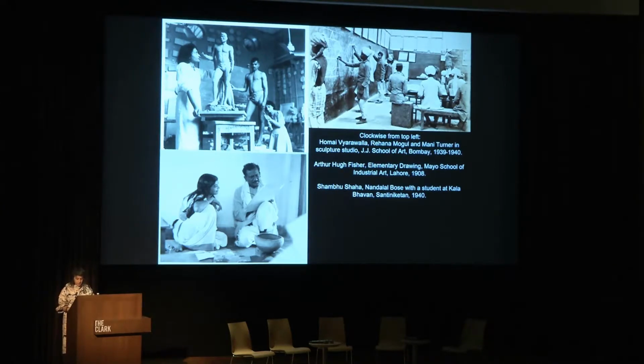In this paper, I trace peculiar forms of the art school in South Asia as academy, atelier, and ashram between the late colonial and post-colonial periods through the examples of the JJ School in Bombay, the Mayo School in Lahore, and Kala Bhavan, the art school of an anti-colonial nationalist university founded by Rabindranath Tagore in Bengal.